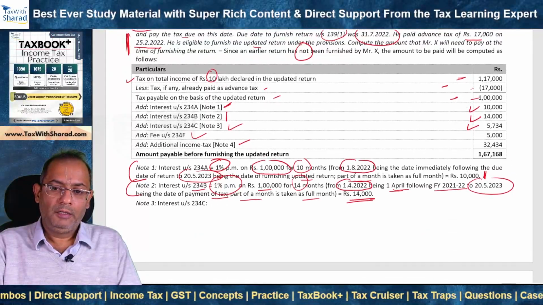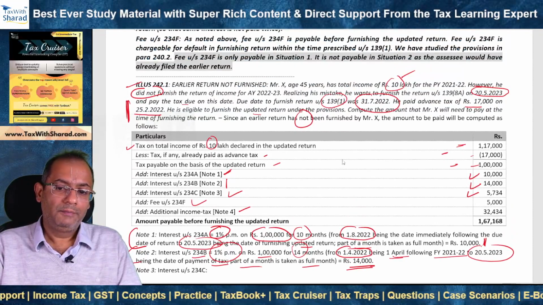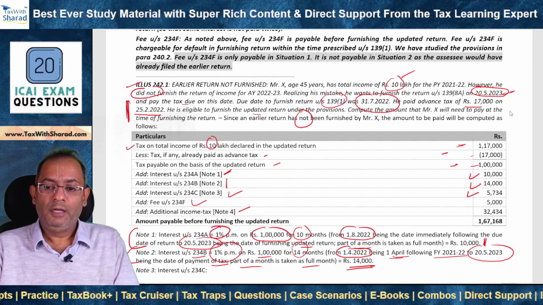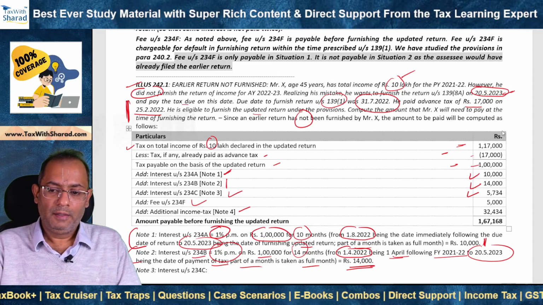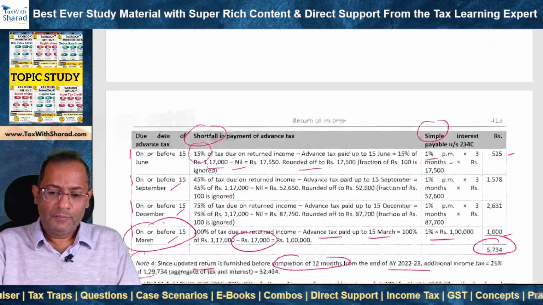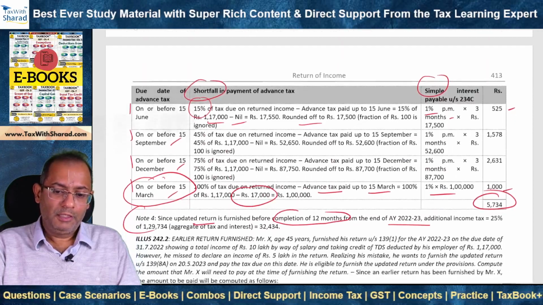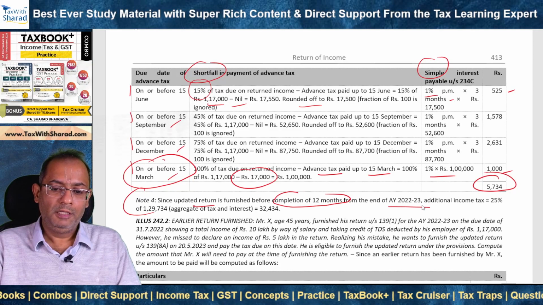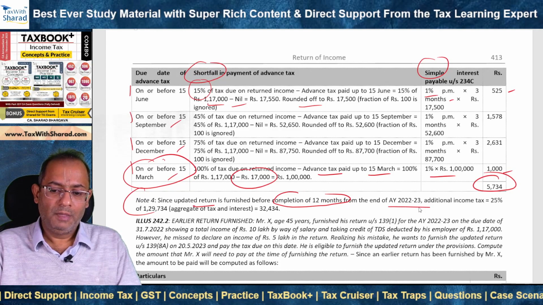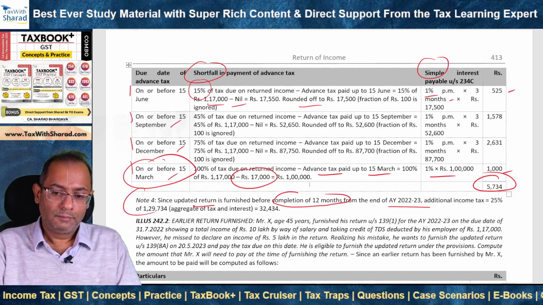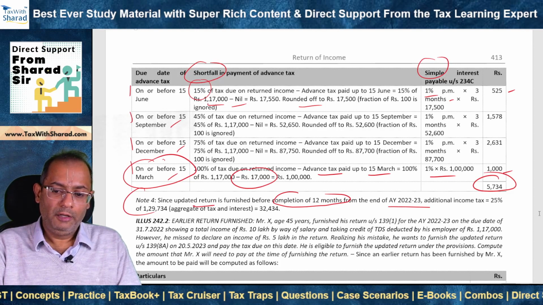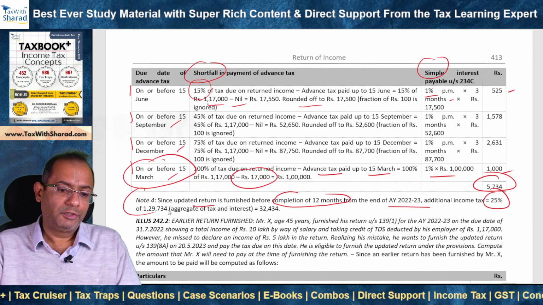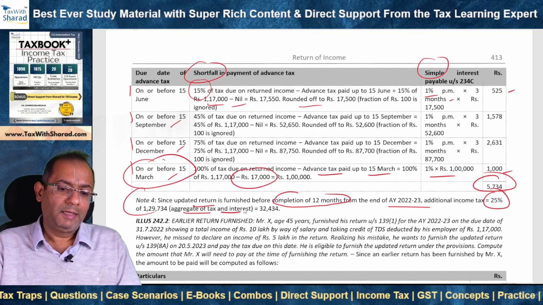So assessment year 22-23 is the relevant assessment year, and the updated return is being furnished on 20th May 2023, right? And therefore, updated return is being furnished before completion of 12 months from assessment year 22-23. That means before 31st March 2024. And accordingly, additional income tax will be equal to 25% of the aggregate of tax and interest.